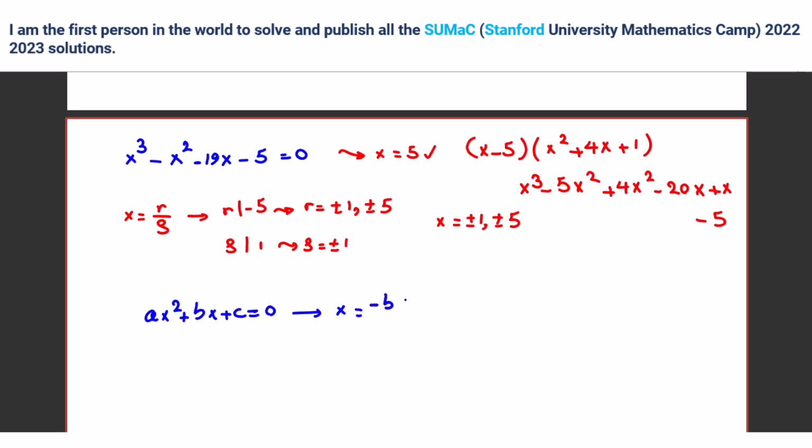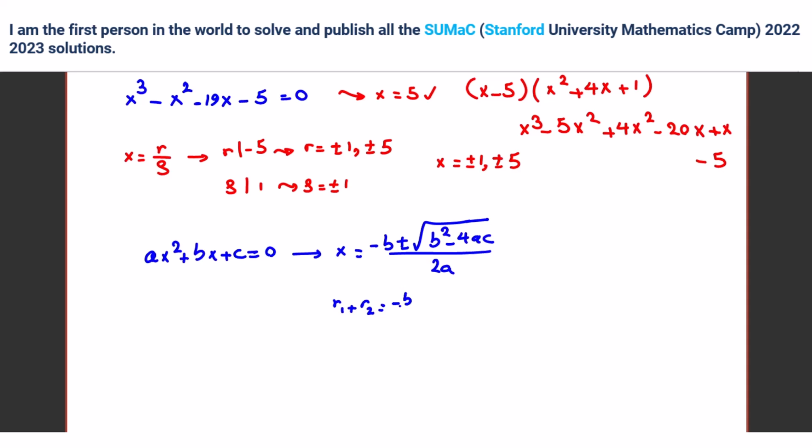Minus b plus minus the square root of b squared minus 4ac. Exactly. And the sum of the roots is what? The sum of the roots is minus b over a. The product is c over a. Exactly. Okay.